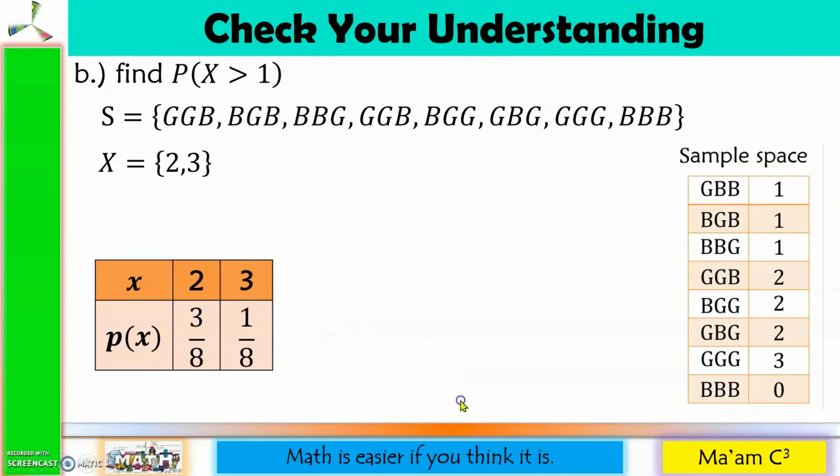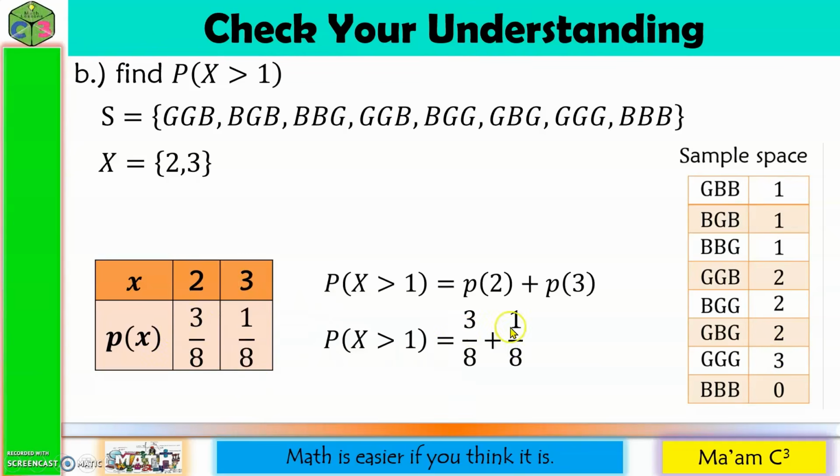Let us add these 2. So we have 3 plus 1 is 4. 4/8, both divisible by 4. 4 divided by 4 is 1, and 8 divided by 4 is 2. So the probability that the number of girls is greater than 1 is equal to 1/2.